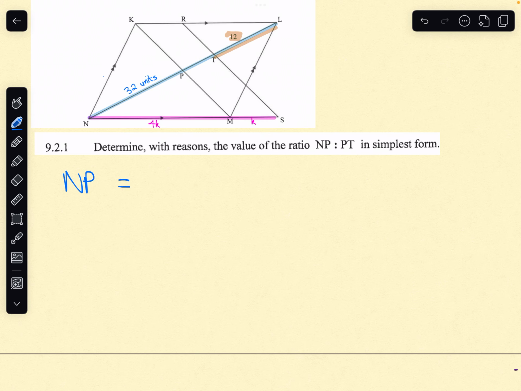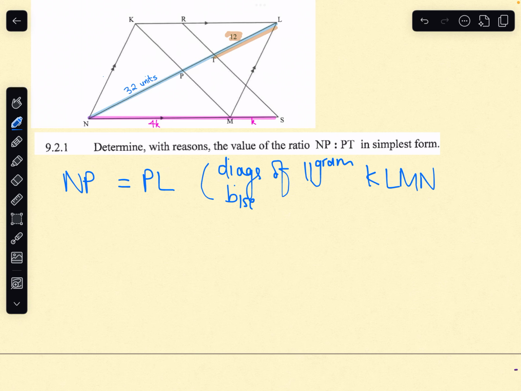NP is equal to PL, and this is because diagonals of parallelogram KLMN bisect each other. Okay, right. And so therefore, NP and PL are both equal to half of 32, which is 16 units.